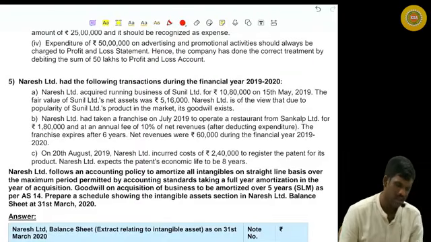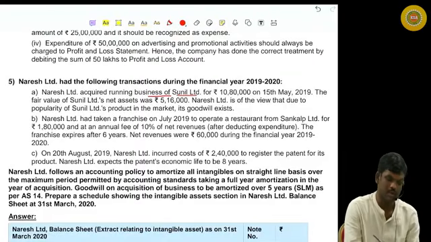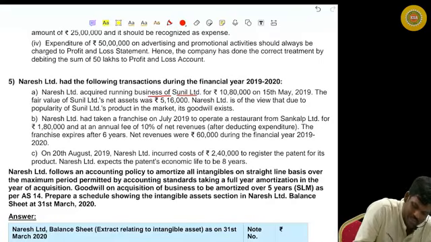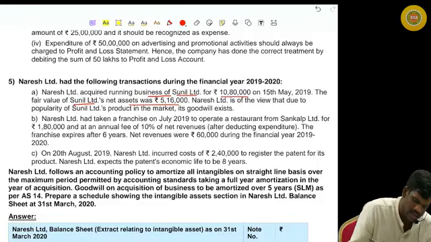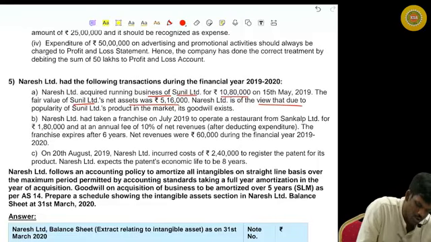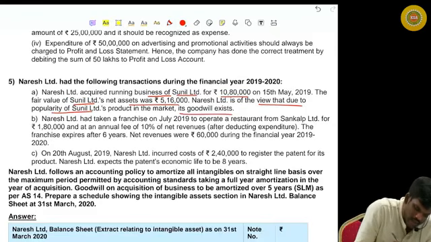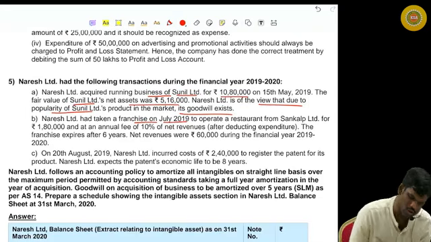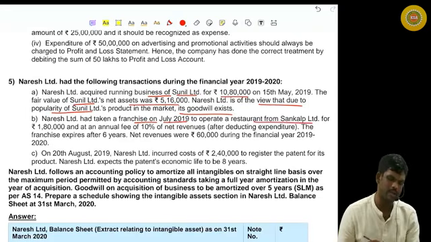Next question. Naresh Limited acquired the running business of Sunil Limited, so this is an amalgamation, for rupees 10 lakh 80. The fair value of Sunil Limited's net assets was rupees 5 lakh 60. Naresh Limited is of the view that due to the popularity of Sunil Limited's product in the market, its goodwill exists.